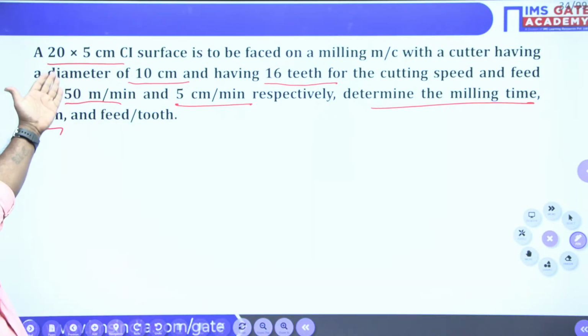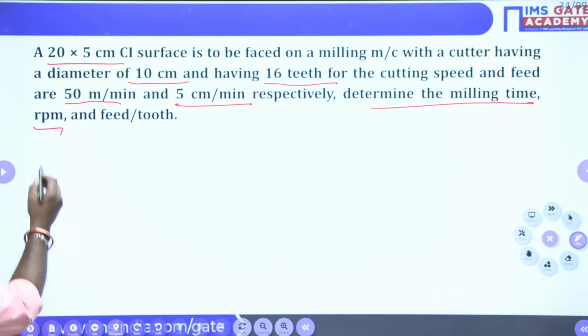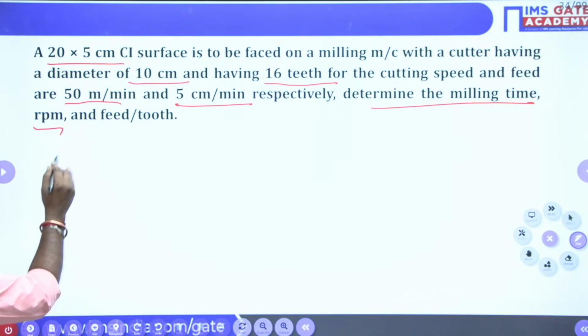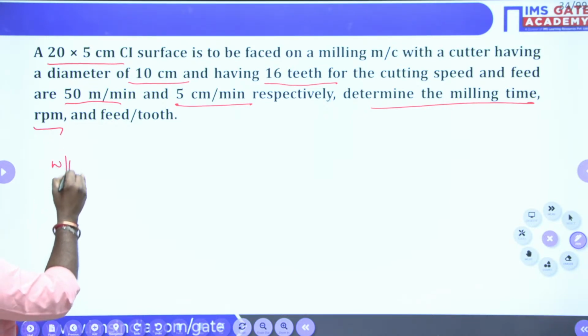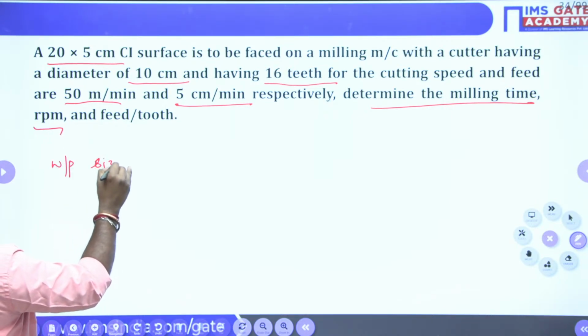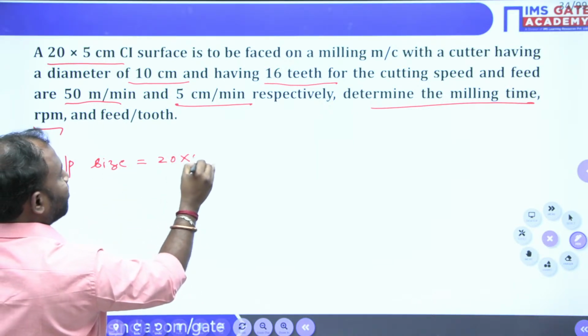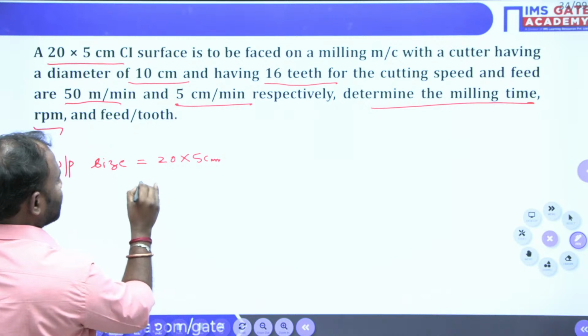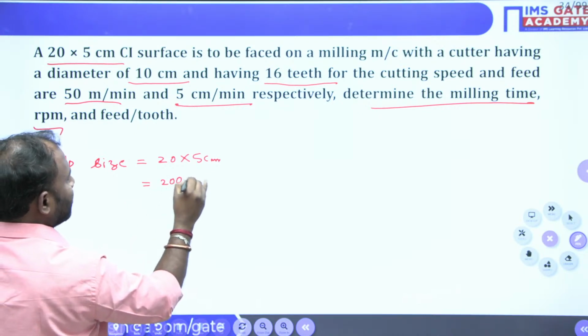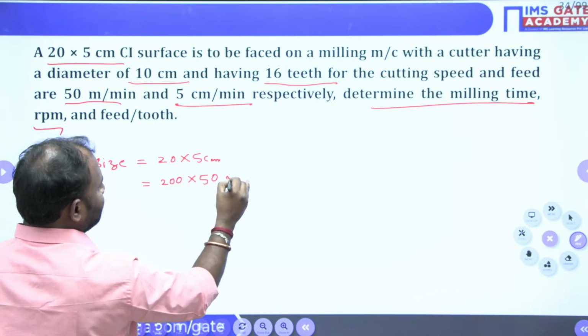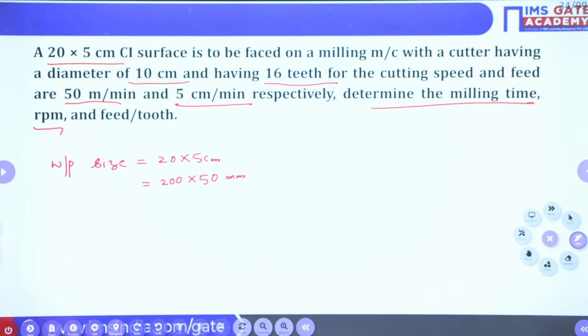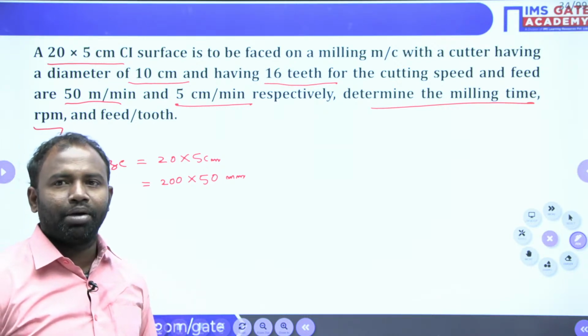So now what is the job here, guys? It is 20 by 5 centimeters. Now for that case, I just write the data. So job workpiece size is equal to 20 by 5 centimeter. Such that it is going to be 200 by 50 mm. Yes, because I just converted all dimensions into mm.